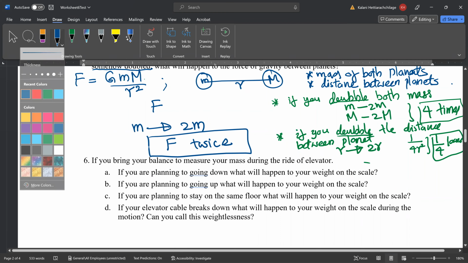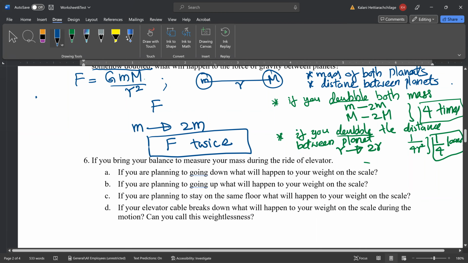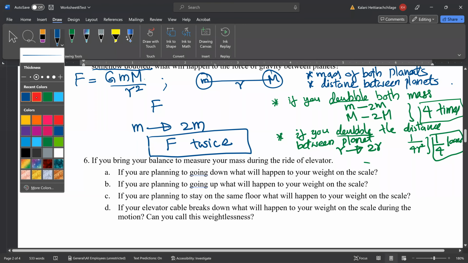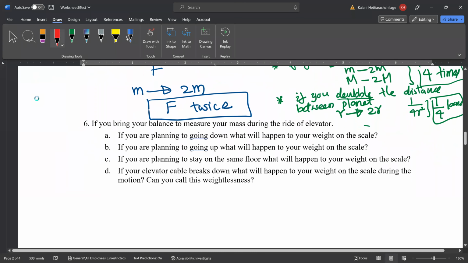Okay. And now let's move into the weightlessness information. It did not allow me to change the color sometimes when I share the screen. Okay, so now let's move into the next question.